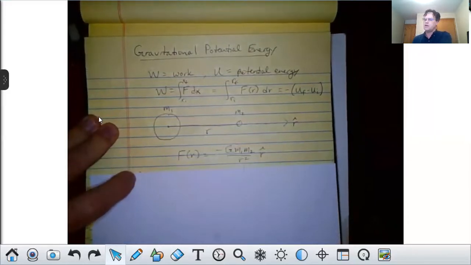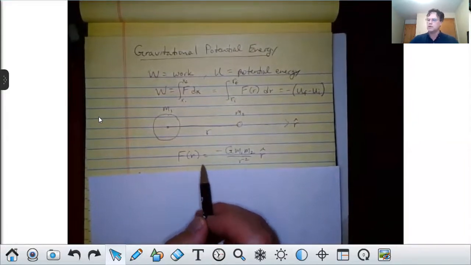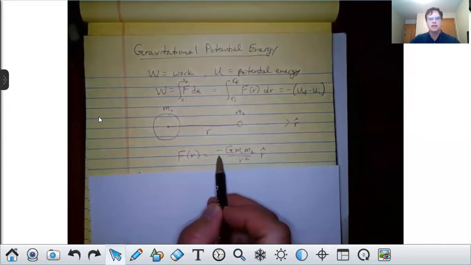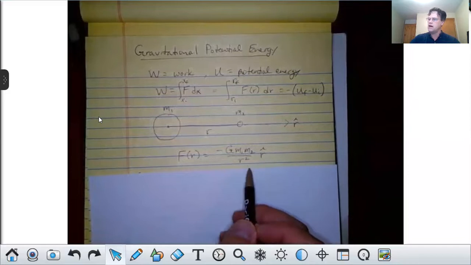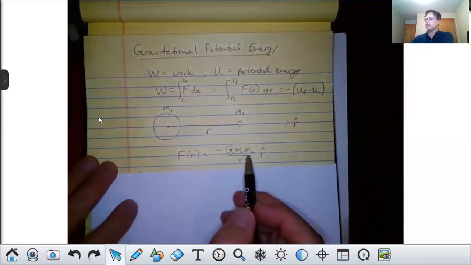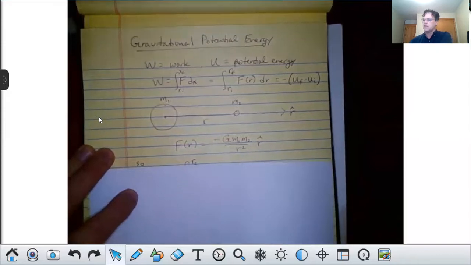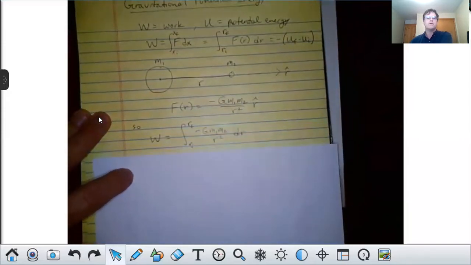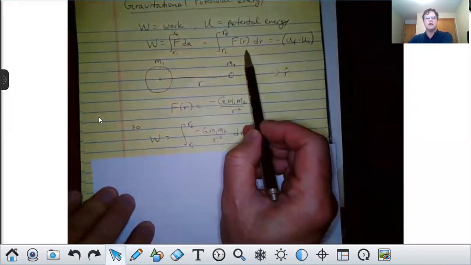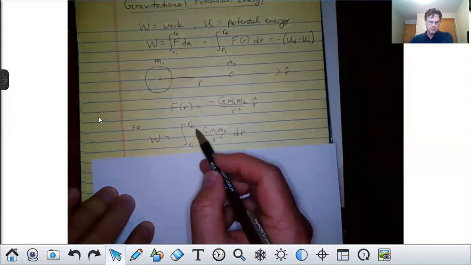So if I try to calculate the work, I need to remember that the force I'm using is Newton's law of universal gravitation: negative, because it's attractive, in the negative r hat direction, G m1 times m2 over r squared. That was from our first lecture. When I plug this force into my definition of work, I basically get this integral, going from r initial to r final.